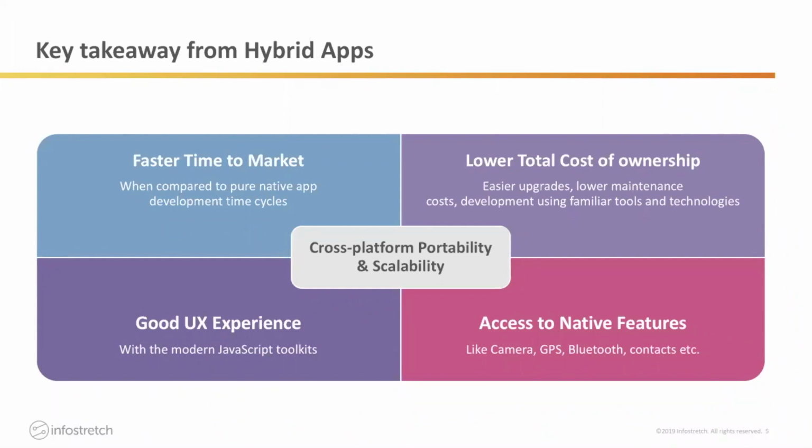Since we don't need to write platform specific code in a hybrid app, the company can release the app faster compared to a native one. It will also reduce the overall development and maintenance cost. Also, as I said in the previous slide, we can access native features like camera, GPS, media, etc. Users can also create the UI/UX using modern JavaScript based toolkits.